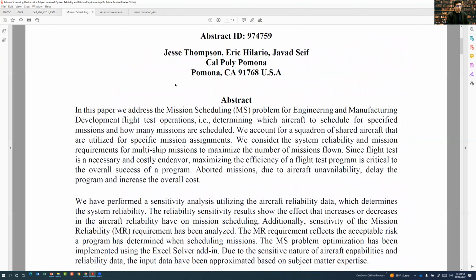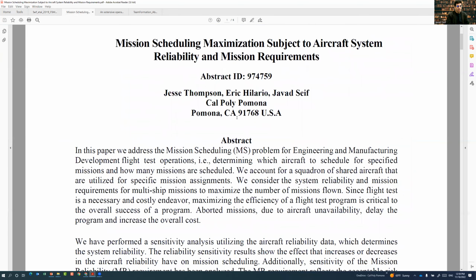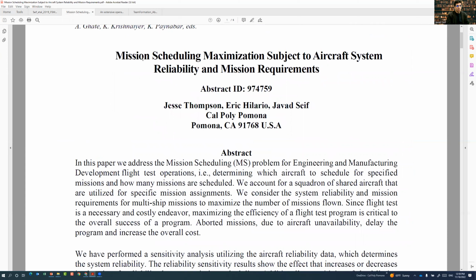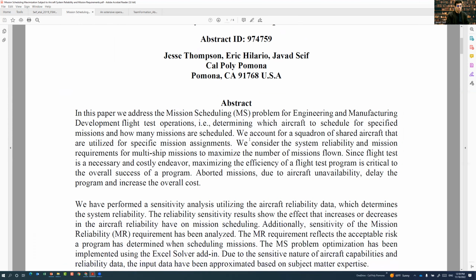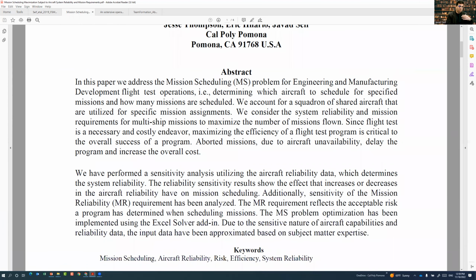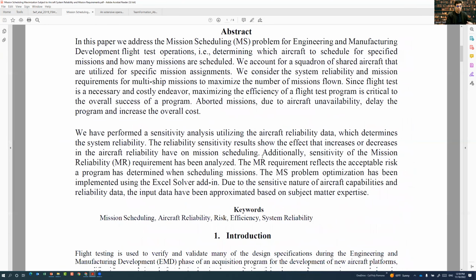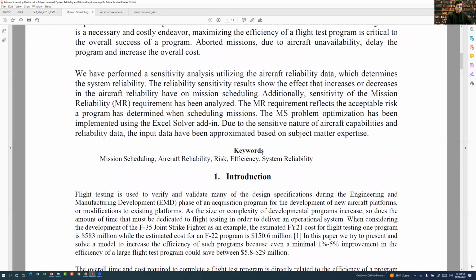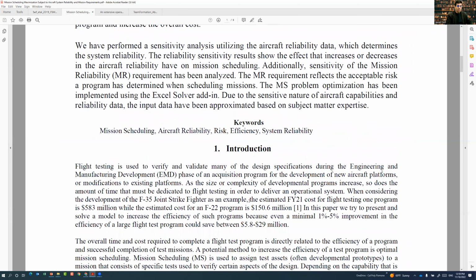The second type is in a paper that my students wrote. It's about mission scheduling, flight test missions. Remember, we are talking about the significance of the paper, the significance of the research. So here they are saying that in fiscal year 2021, the cost of flight testing has been estimated to be around, I don't know, $150 million. And there is a reference to it, one.